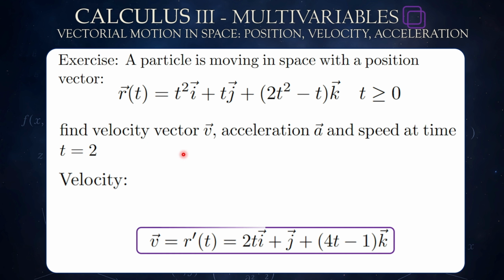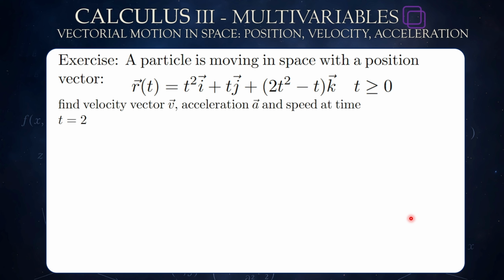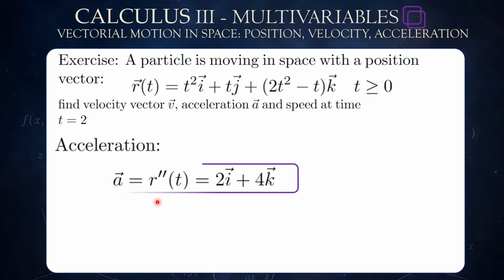So the velocity v is equal to r'(t), which is the derivative of r(t), equal to 2ti + j + (4t - 1)k. That's the velocity vector. Then the acceleration is given by a = r''(t), which is the second derivative, equal to 2i + 4k. If you get the magnitude, which is the square root of 2² + 4², you can get the exact value of the acceleration.